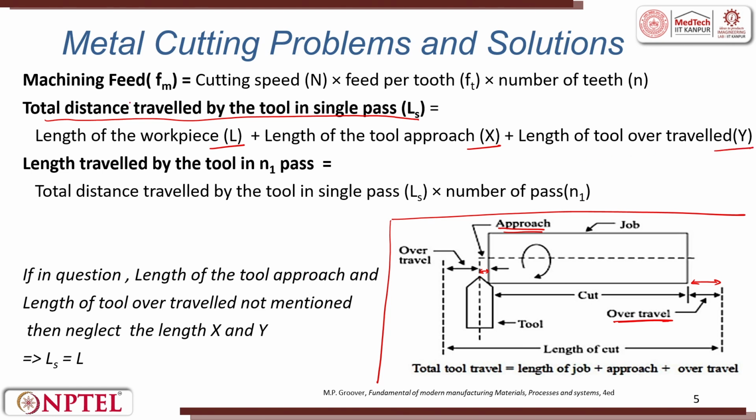Y. Now machining feed is cutting speed times feed per tooth times the number of teeth, and the length travelled by the tool in N1 passes is the total distance travelled by the tool in a single pass into the number of passes, that is N1. So if in the question the length of the tool approach and the length of the tool over travel are not mentioned, then neglect them, then X and Y are neglected and the length of the single pass is equal to the length of the workpiece.